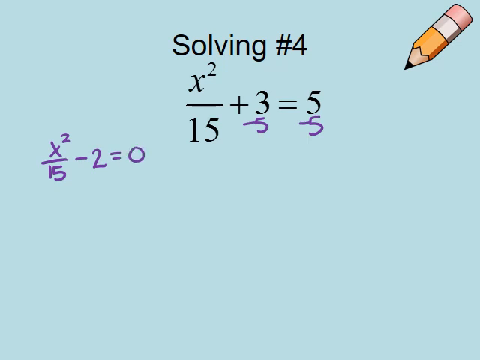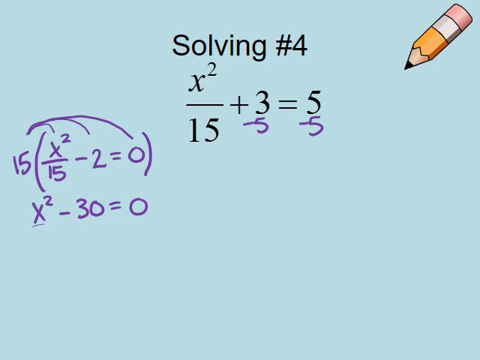Now in this case, I don't find it very helpful to have that fraction. So if I multiply everything in this equation by 15, every single term, that will eliminate my fraction. So 15x squared over 15 reduces down to the x squared. Negative 2 times 15 is negative 30, and 0 times anything is 0.